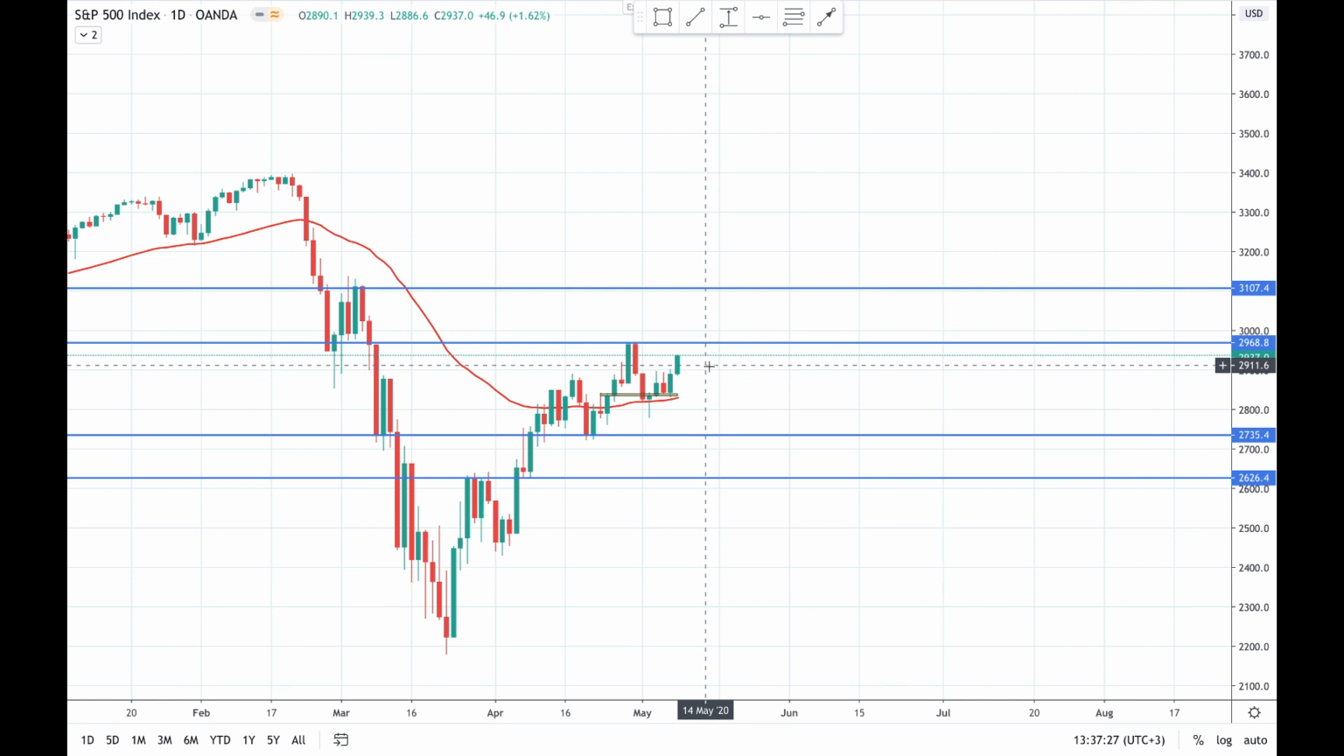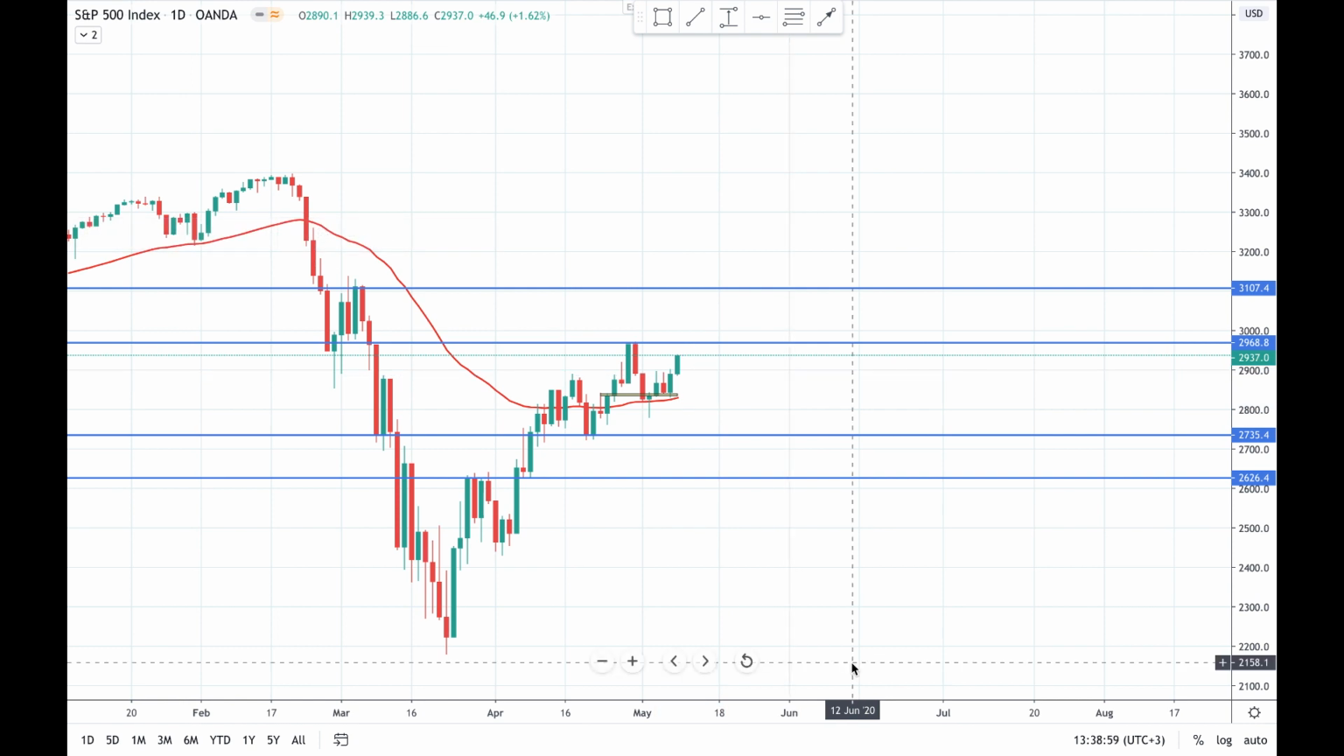For us, the most probable scenario is the following. Price could create a double top and then proceed down. Let's move to the 4-hour time frame to look deeper.